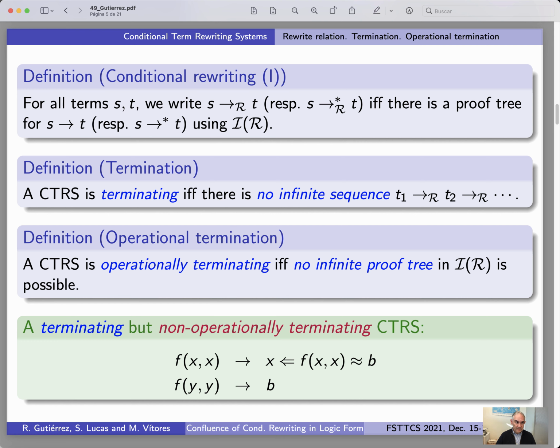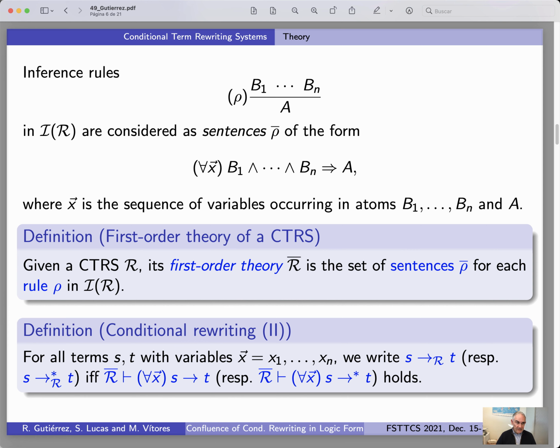The inference system associated to a conditional system can also be seen as a first-order theory by just interpreting each inference rule as a universally quantified implication, as shown in the slide. In this way, we obtain a first-order theory which can be used when reasoning about computational properties of the conditional system. Actually, the one-step and many-step reduction relations for the conditional system can be equivalently defined by using reducibility as shown in the slide.